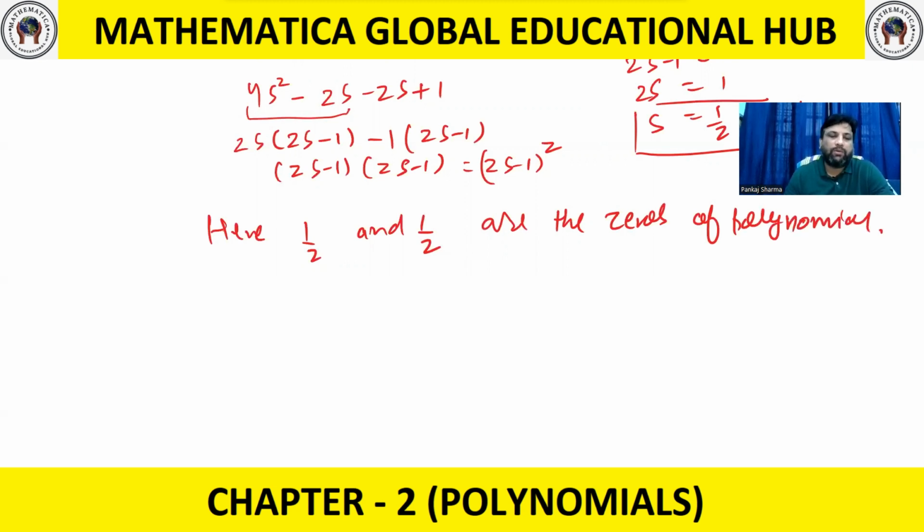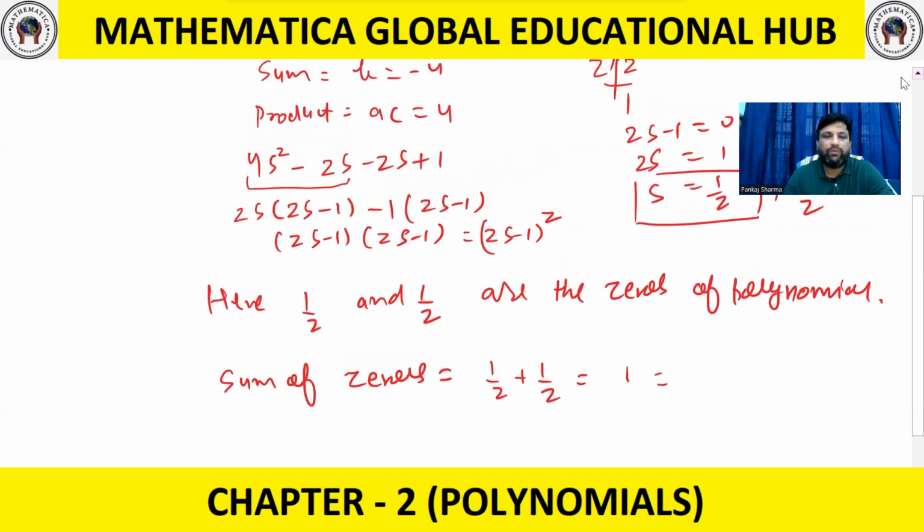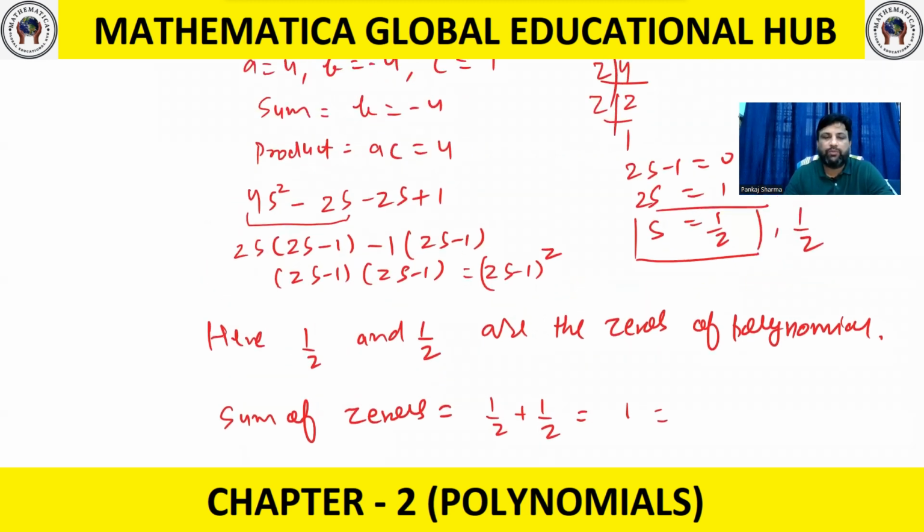Here we can say that the sum of zeros is 1/2 plus 1/2, which is equal to 1. And if we observe the coefficients, b is −4 and a is 4, so we can also write 1 as −(−4)/4, taking the minus sign outside. So −b and a: the sum of the zeros is equal to −b/a. We have already learned this formula.